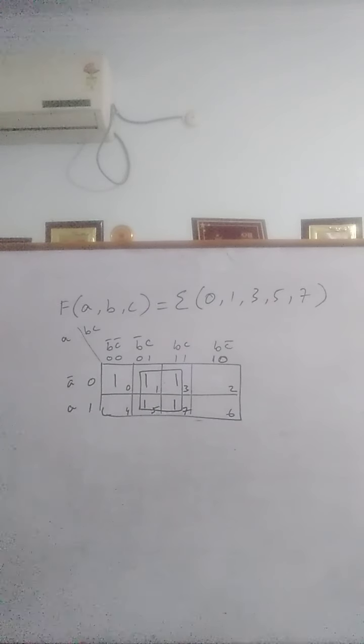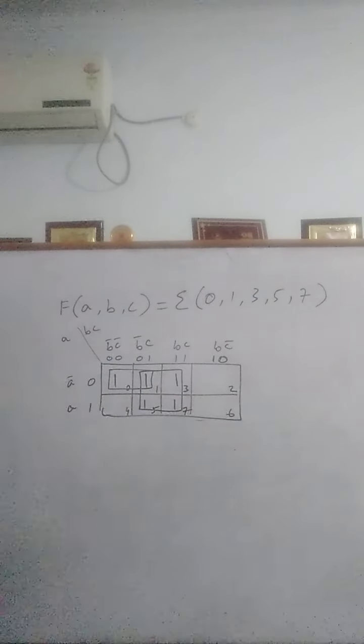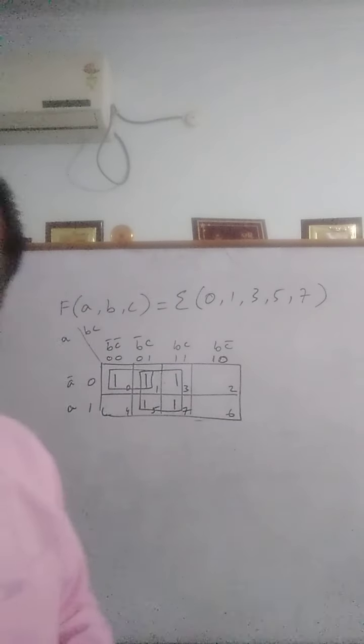This one is left over. Should we keep it singlet or should we group? We should group because there is one more one adjacent to it. Therefore, we have created one more pair over here.